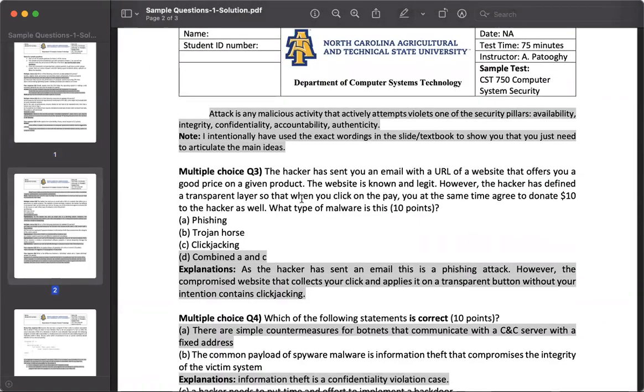So let's get to multiple choice 3. It's basically a scenario, and you're asked to specify what type of malware this scenario is. We have a hacker. The hacker has sent you an email with the URL of a website that offers you a good price on some products that you're probably interested in. The website is known and legit, so you're redirected to a known website, for example, like Amazon.